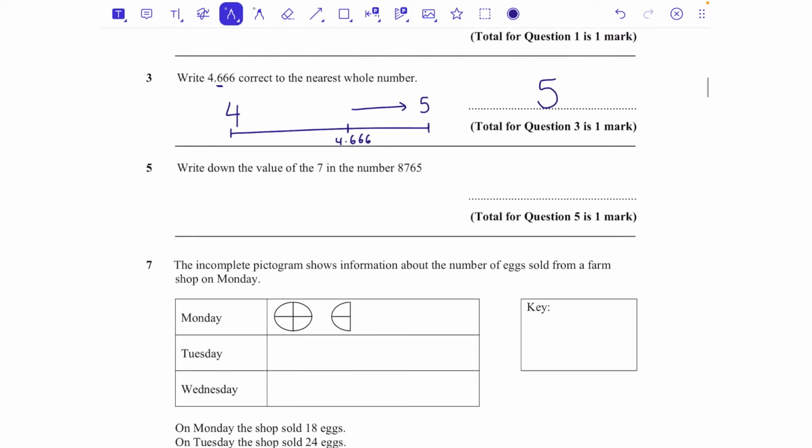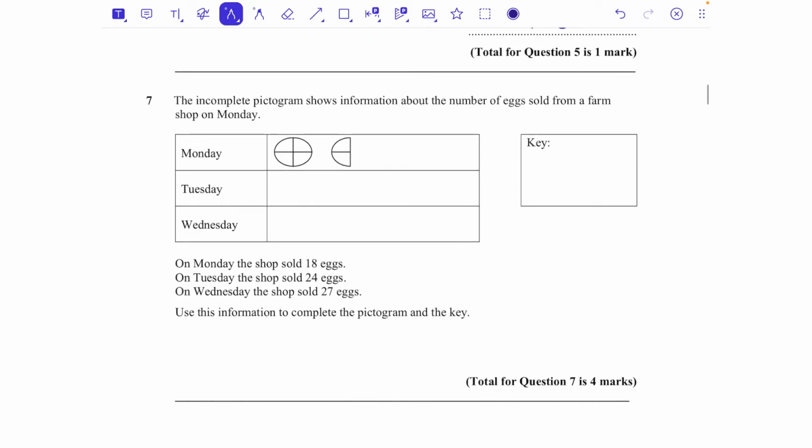Question number 5, write down the value of the 7 in the number 8,765. So the mistake a lot of students make here is writing hundreds. Yes, it is in the hundreds column, but what is the value of that 7? It's worth 700. So you either need to write 700 like this. You can write 700s. That's absolutely fine. That's what it's worth. But the 7 is worth 700. You can't just say hundreds and just say what column it's in. That's not okay.